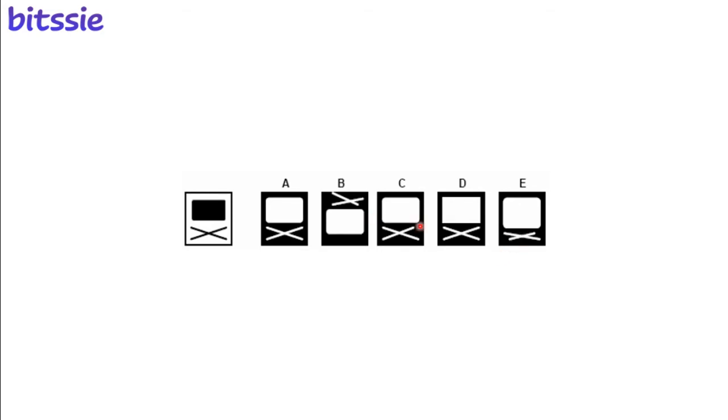In C and E, our cross doesn't match the original image because in our original image they are two lines of equal length, whereas in C and E the line going in this direction is shorter than the line going in this direction. So A is our answer. Let's look at question 3.